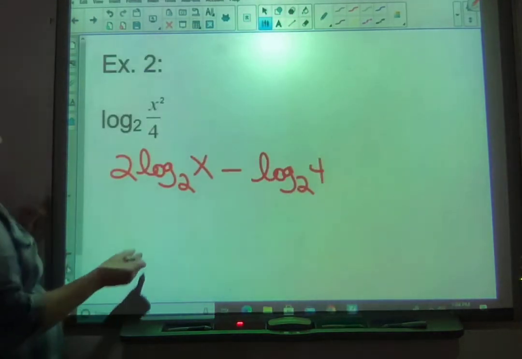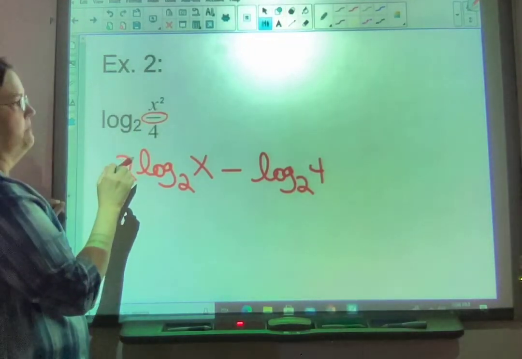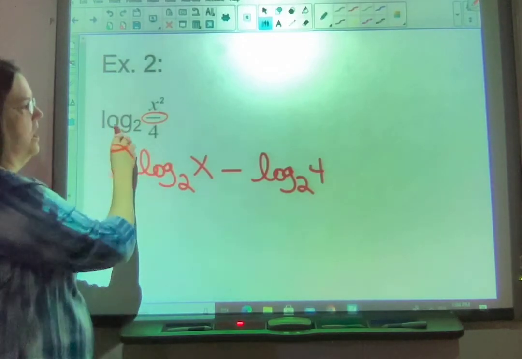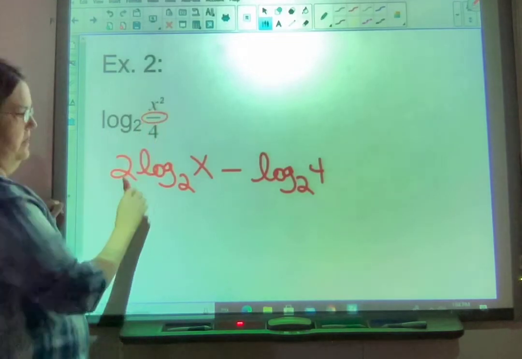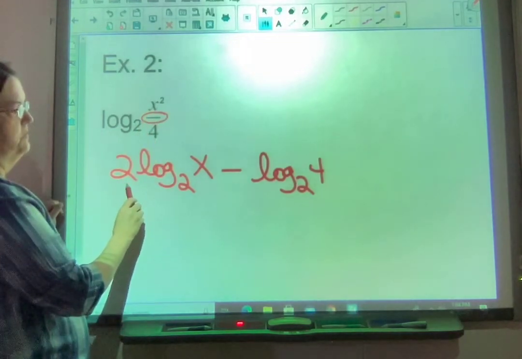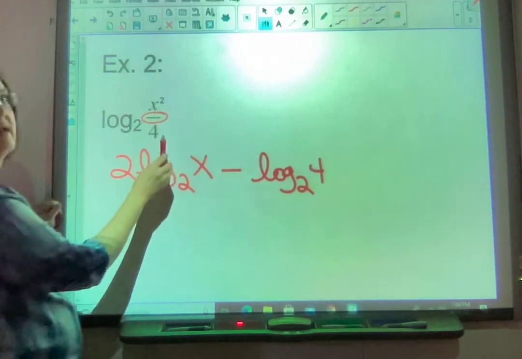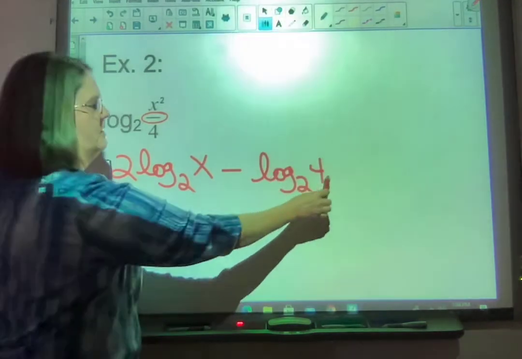Here's another one. This one has division. You see this division symbol here. So I'm separating the terms. I'm going to do log base 2 of x squared and log base 2 of 4. Since the x has an exponent, I'm putting my exponent here: exponent log base 2 of x. And since it's division, instead of a plus sign, we're writing a minus sign. And I write log base 2 of 4.